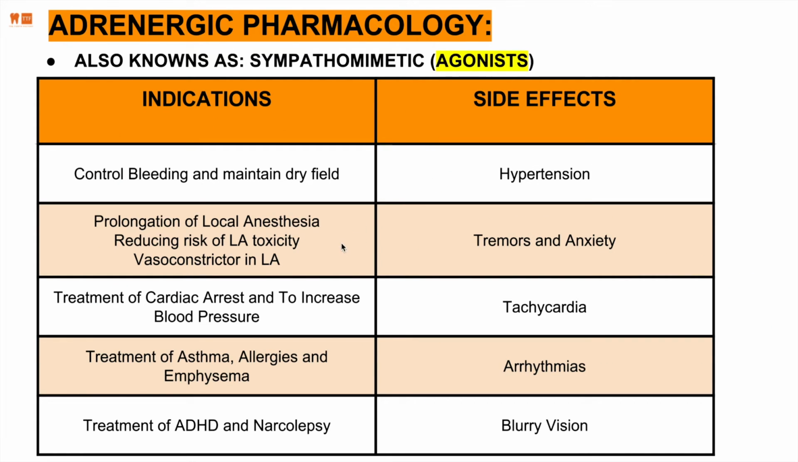So when should we be using the sympathomimetic agonists? Well, when we want to control bleeding and maintain a dry field. Right? Vasoconstriction by alpha-1. Prolongation of local anesthesia, reducing the risk of local anesthesia toxicity. Vasoconstrictor in local anesthesia. Whoa, what does all of that mean?